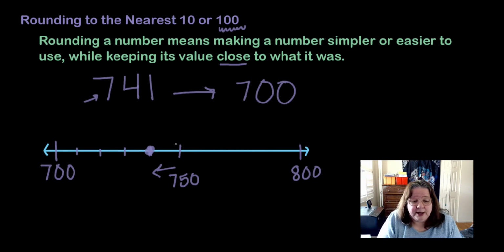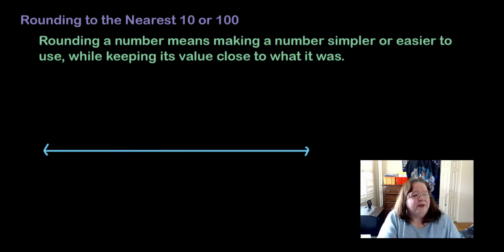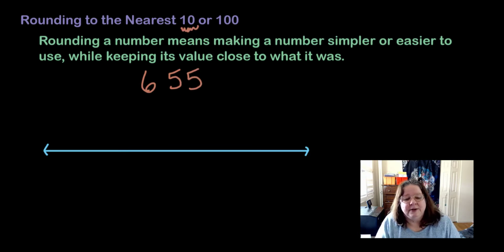Think about where it is. This is the halfway point. Is your number this side of the halfway point or this side? That's how you're going to know whether you're going to round down or whether you're going to round up. Let's look at another one. Okay, let's say that you have the number 655 and we want to round to the nearest 10.